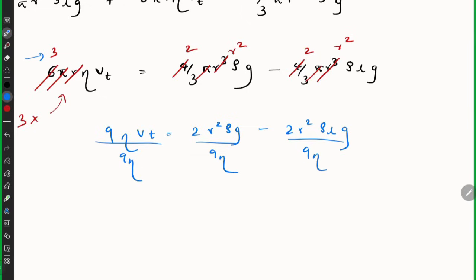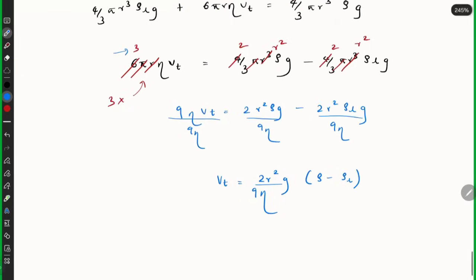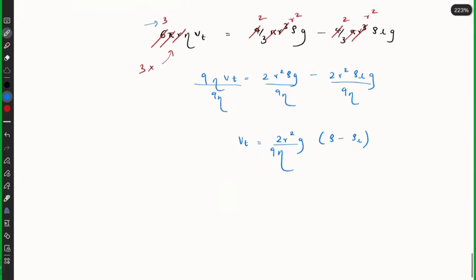So don't just write pages of simplifications, no? Well, you can do this thing very easily. So what is the terminal velocity equal to then? Terminal velocity is equal to what? Excellent. I can take some common factors out. 2r squared over 9 eta, can take it out, right? And I can take g out, right? And then I get what? Rho minus rho liquid. Is that clear? So this is very convenient. Gravity is there anyway, right? It's a very simple equation.